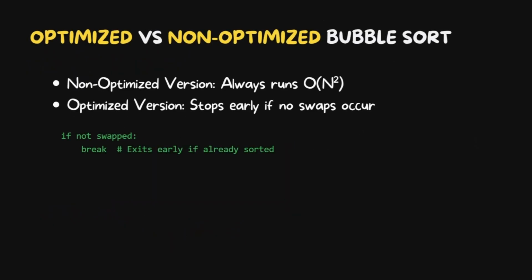A normal bubble sort always runs in order of n square, while an optimized bubble sort stops early if no swaps occur, making it faster in some cases. For regular bubble sort, it always runs order of n square. Optimized bubble sort can run in order of n if the array is already sorted.